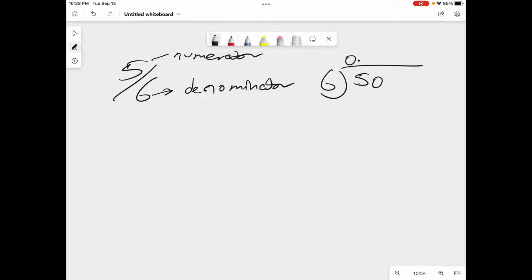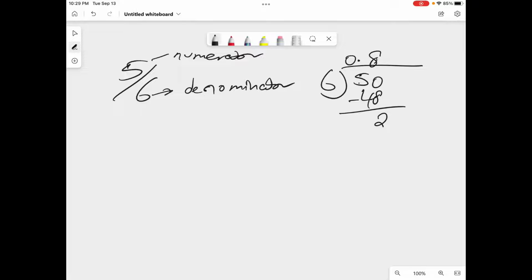So 6 goes into 50 how many times? 8. Because 8 times 6 is 48. And we subtract. We're going to borrow a 1 from this 5 to make this a 10. 10 minus 8 is 2. And then here we are remaining with 0, but there's no need to write it down.